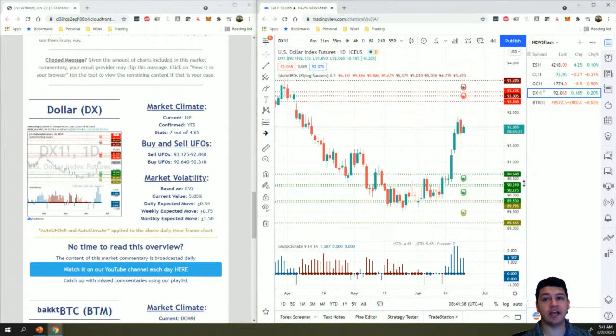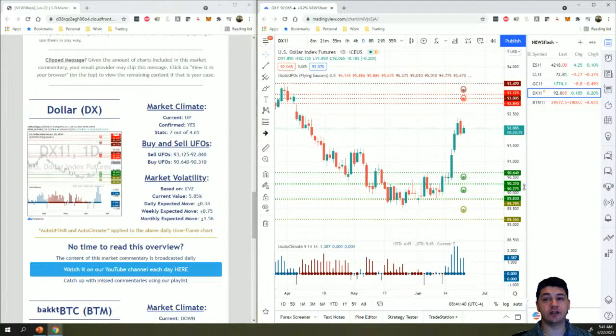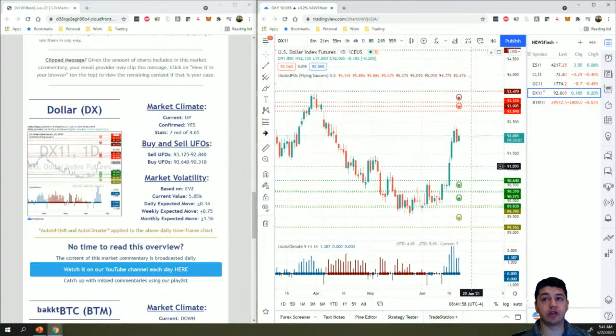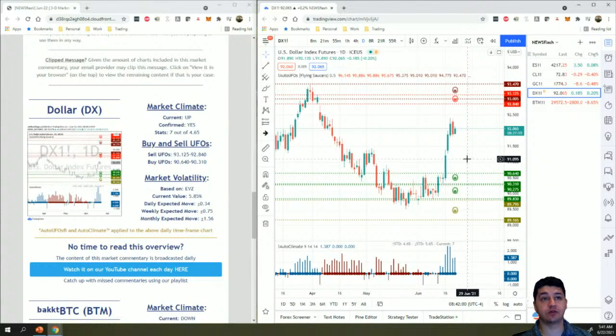So looking at the Dixie, you may or may not trade this, but if you are trading Forex, for example, you must have noticed a lot of movement over the past few days. I know I certainly have. So this is something to be expected, I would say. So definitely, be on the lookout with what the Dixie does, even if you don't trade it.